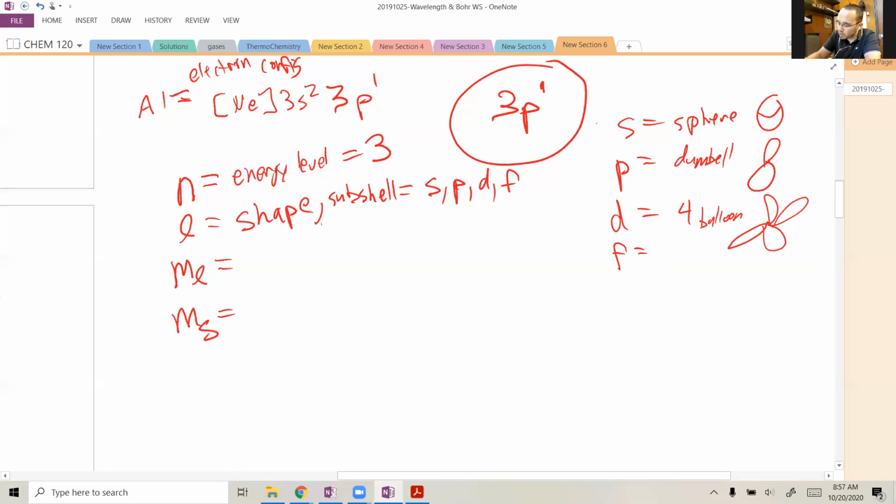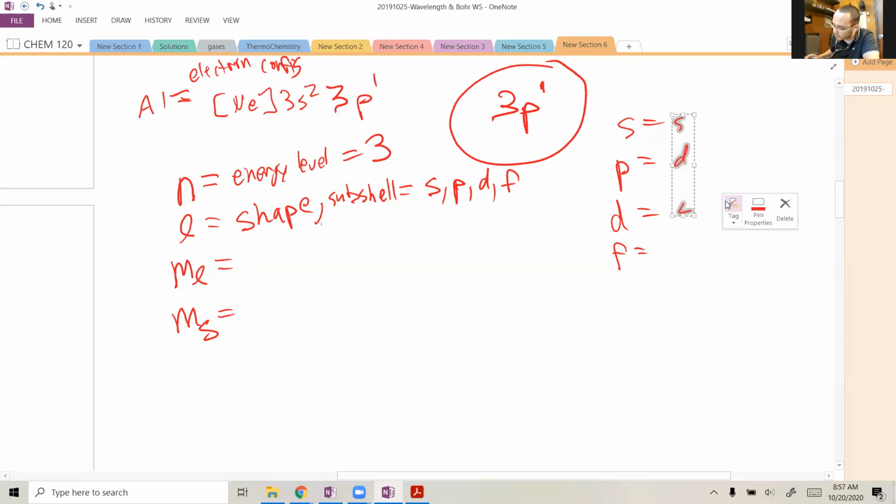What value gets associated with S? When we think about our L, what value gets associated with S? It's not 2. It's 0. Very good, right? So the way that it works out is that each one of these letters stands for a number.